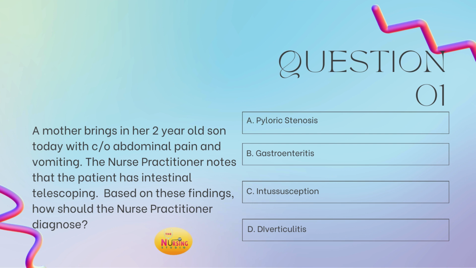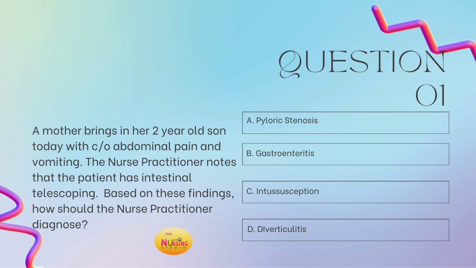And I know y'all know these things, but I like to kind of talk it out so you can think through when you see this on boards or even when you're doing this in practice. But here, the mother brings in her 2-year-old son. He has complaints of abdominal pain. He's been vomiting. That's the subjective. Objective, the nurse practitioner notes that, in the documents, it shows that he has intestinal telescoping, right?